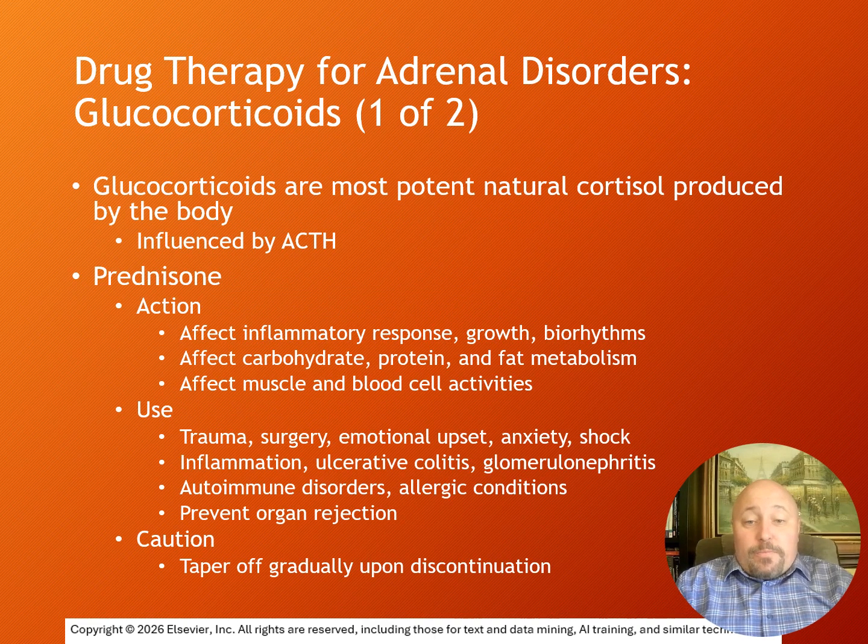Glucocorticoids. These are the most potent natural cortisol produced by the body. In this case, we can mimic that with drugs like prednisone that affects inflammatory response, growth, and biorhythms, affect carbohydrate, protein, and fat metabolism, as well as affect muscle and blood cell activities. Used in a wide variety of conditions, everything from traumas, surgeries, anxiety, inflammation, ulcerative colitis, allergic conditions, and even preventing organ rejection. Keep in mind the patient should taper off gradually.